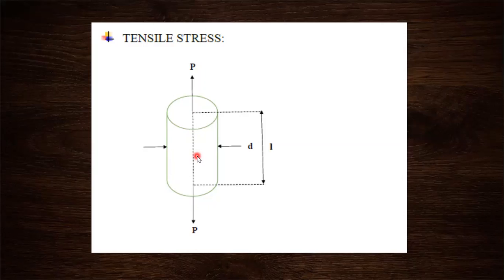Take an example of a pen or a pencil. If we apply two forces in opposite direction, then it will try to pull at each end. So when I'm pulling, a tensile force will be developed in the rod. Because of this pull type of loading, the stress developed in the material is called tensile stress.